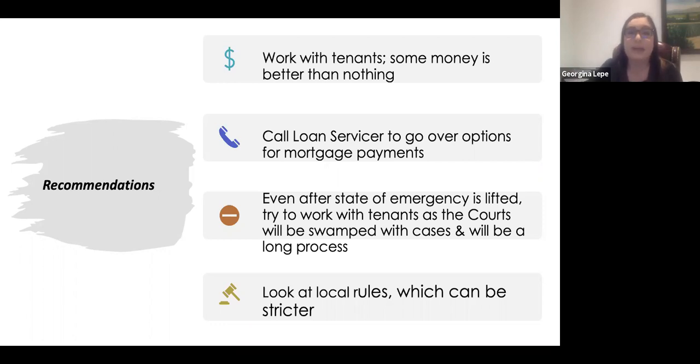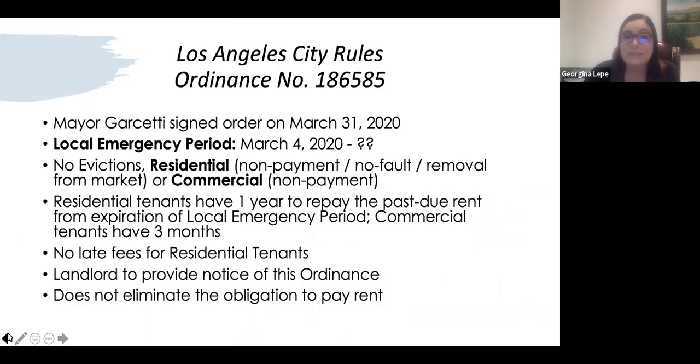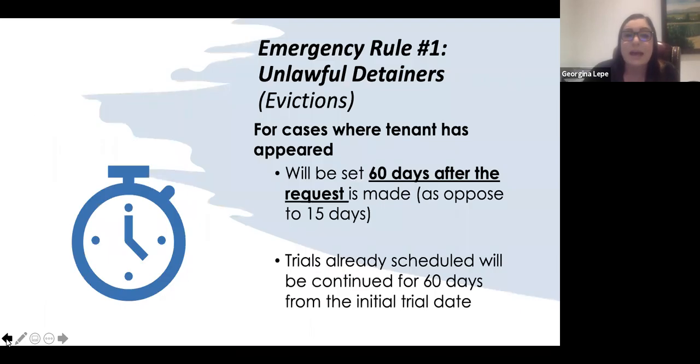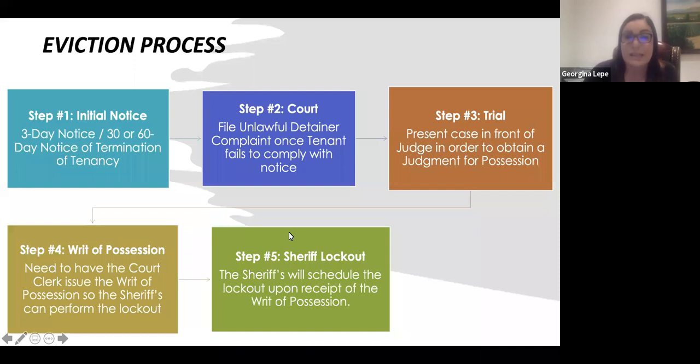Where would you find if your city has implemented an eviction law? You just Google the city of Upland, eviction halt, or something like that. I'm not familiar with every single city. I've listed some cities here just for discussion purposes. But let's go back to the chart so we can discuss this.